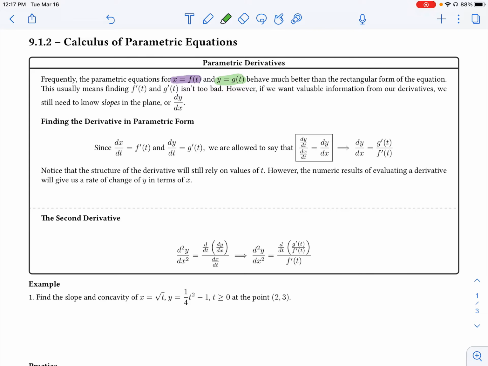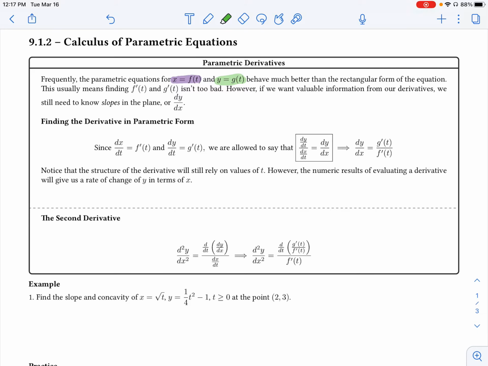These parametric equations give us really valuable information, and they typically behave much better than the rectangular form of the equation. When we're finding the derivatives of x and y, that typically isn't too bad. However, if we want to get valuable information from our derivatives, we still need to know the slopes in the plane, or in other words, we need to find dy/dx. We need to find the rate of change of y, which is a parametric function of t.